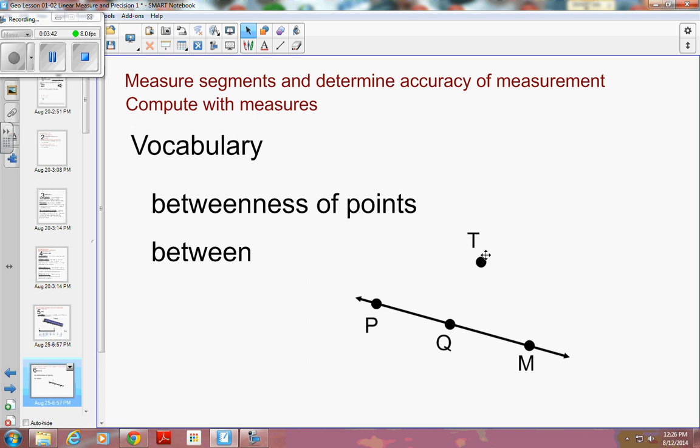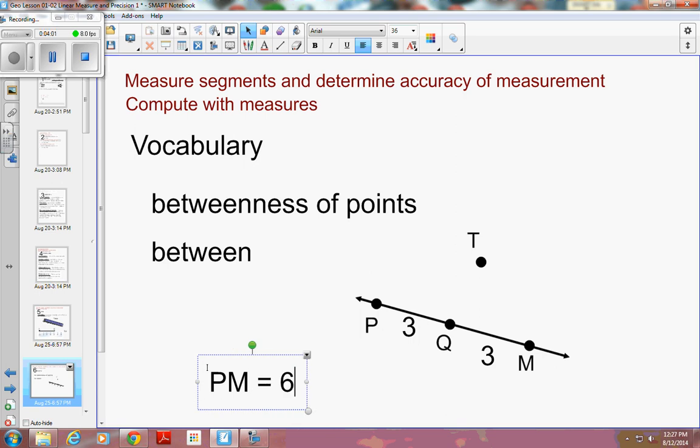The other part of the definition is this distance from P to Q and this distance from Q to M. When you add them together, you should get the distance from P to M, and that should make sense. So if this distance here were 3, and this distance here were 3, then the distance PM would have to be equal to 6.